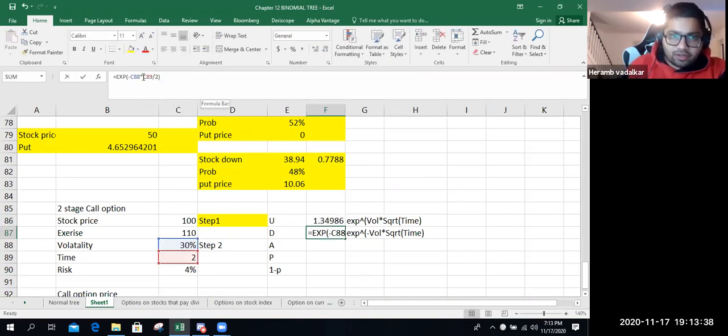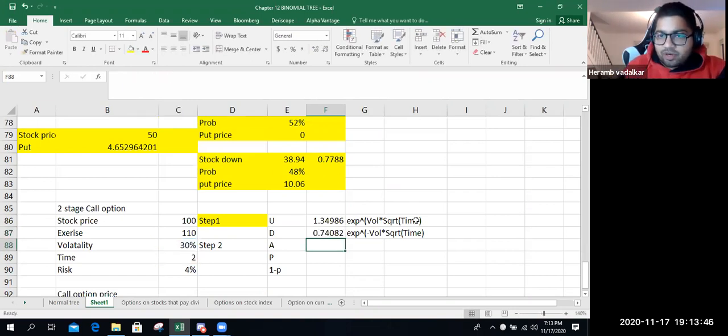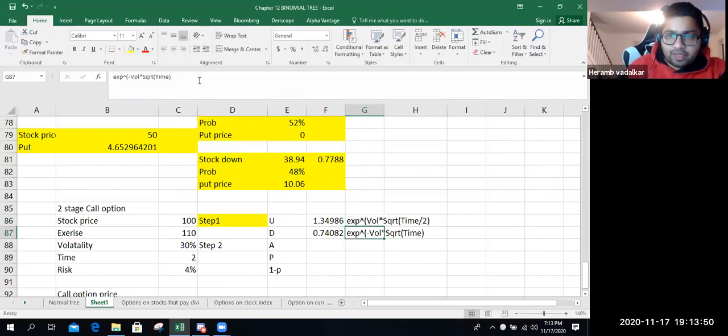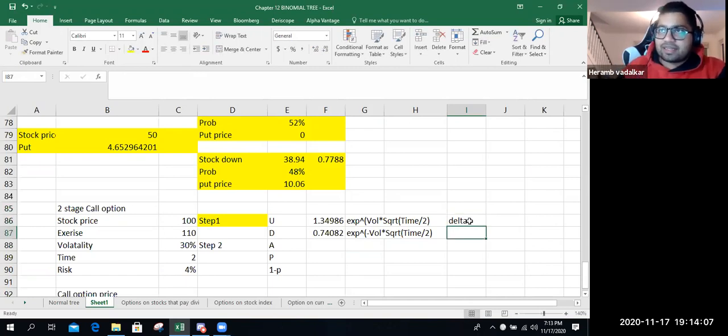Okay, and here also square root of time by 2. I forgot the square root. So in the double stage model, the formula will be square root of time by 2 and total time by 2, and here also total time by 2. Sometimes they give you total time, sometimes they give you change in time. So if delta is given, don't divide it by 2, but if total time is given, then divide it by 2.